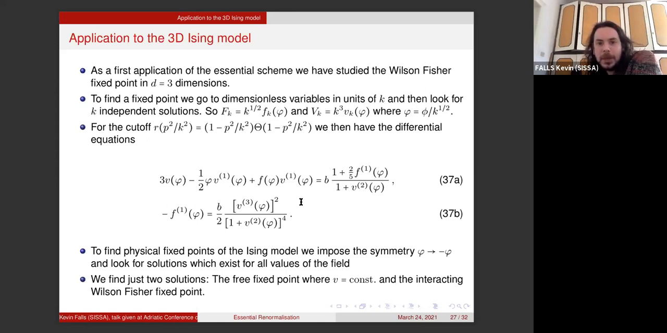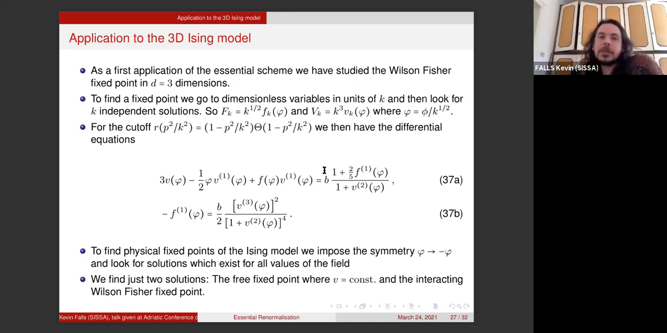So here B is a number which you can just set to one if you like. It just depends exactly how you do this rescaling. You can think of it as one here. So then we get these differential equations for these two functions. And as you can see, they are linear in F, which is the dimensionless version of the capital F.